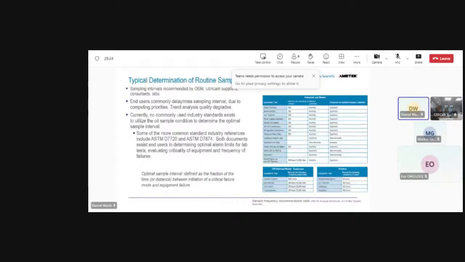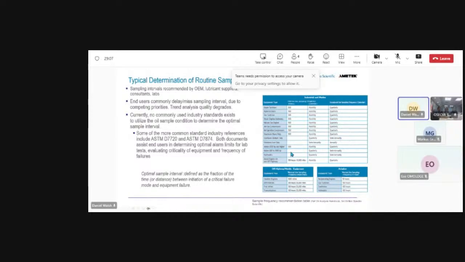Interrelated with this is what we call sampling intervals. If you ask me, "Hey Dan, how often should I sample my machine?" usually I've had to rely on the people who made the machine, the OEM, or the lubricant supplier, or the consultant, or some lab team. Here is an example of typical hours and calendar intervals: steam turbines, monthly or quarterly; diesel engines, maybe monthly, quarterly, or 500 hours; gearboxes maybe quarterly or semi-annually.